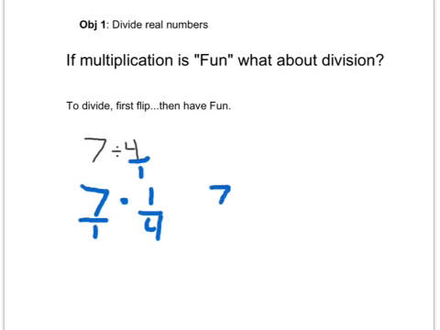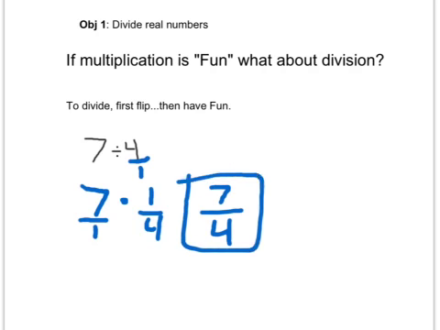7 times 1 is 7. 1 times 4 is 4. You could change this to a mixed number if you wanted to, but you don't need to because it's simplified. 7/4 is a perfectly fine answer. So we flipped, and then we had fun. So what's division called then?